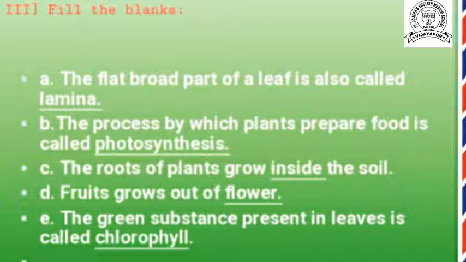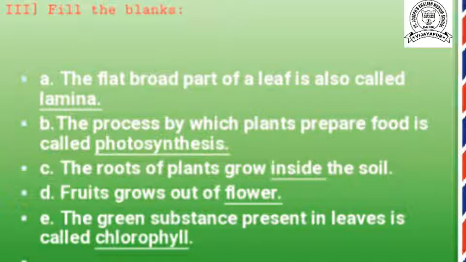Now the D one, that means fourth. Fruits grow out of dash. Fruits. In the video, which one did I show? The pomegranate flower which grows into a fruit, meaning fruit grows out of a flower, and I also showed the custard apple flower. Now the next one, the green substance present in leaves is called dash.